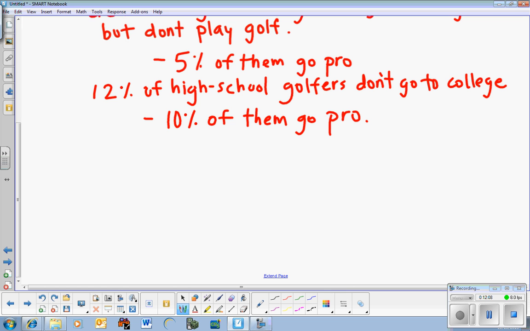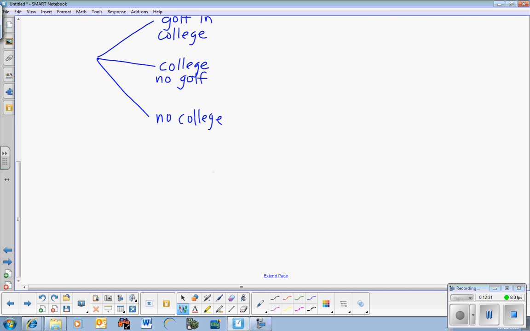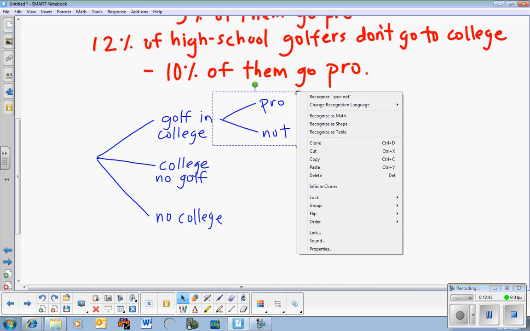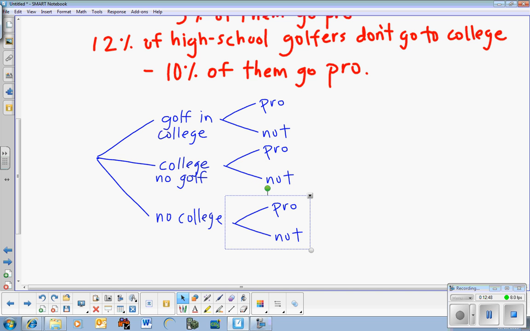Okay, so first of all, everybody who plays high school golf is going to go down one of three paths. Either they play in college, they go but they are not part of the golf team there, or they don't go to college at all. And then from each of these branches, we have two possibilities. We have either pro or not. Right, and that's going to be the same because that's what we're talking about, pro or not.